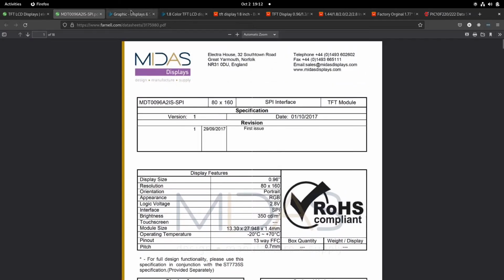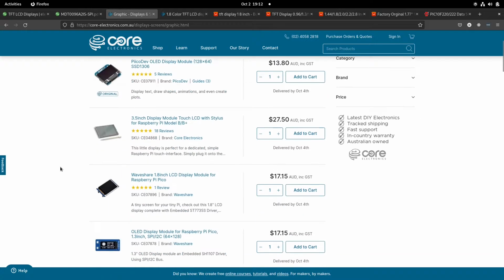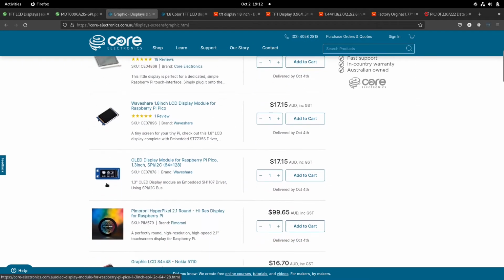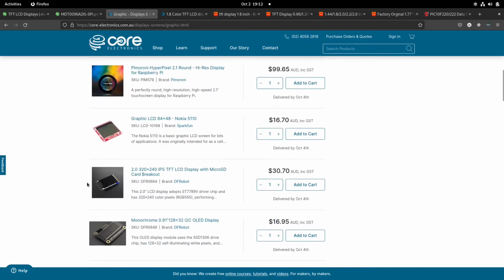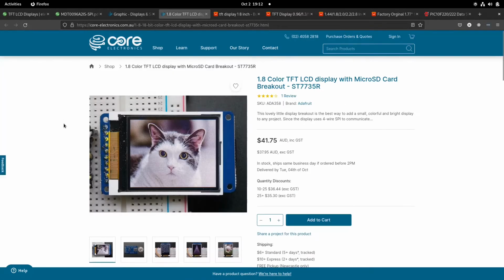Your other option is to hit one of your maker retailers. Core Electronics here in Australia is one of my favorites. They're selling premium quality maker products, really. This is one such screen from Adafruit that's being sold by Core Electronics. It's from local Australian stock, and it's 41 Australian dollars. So it's very similar to what we will be looking at today. It's a 1.8 inch TFT LCD display, even probably the same chipset.